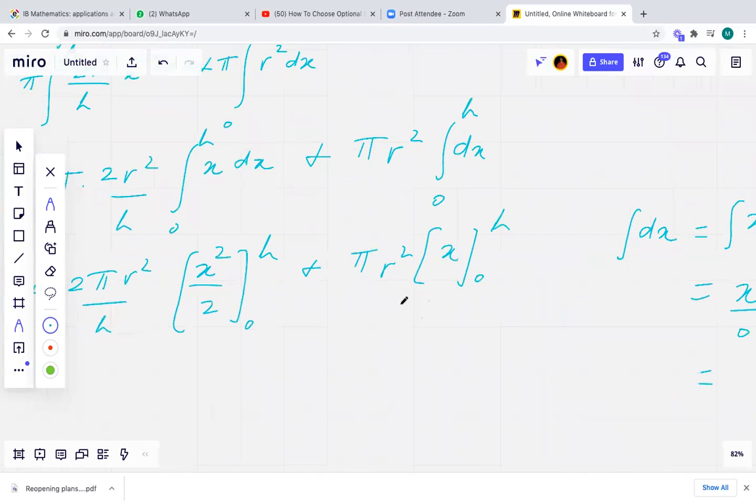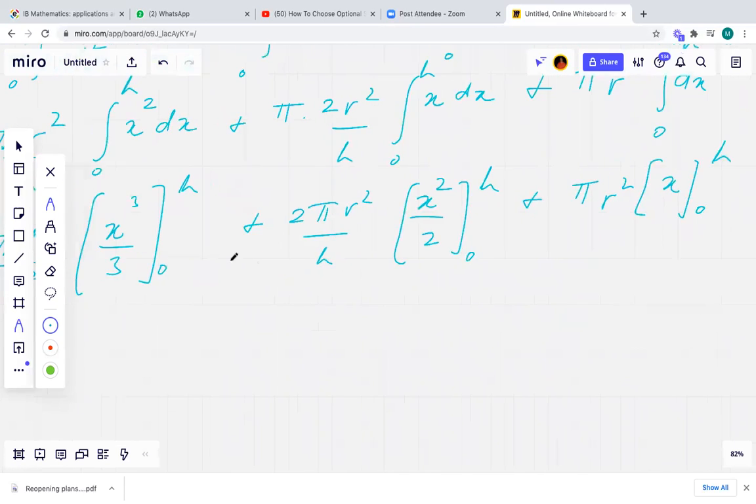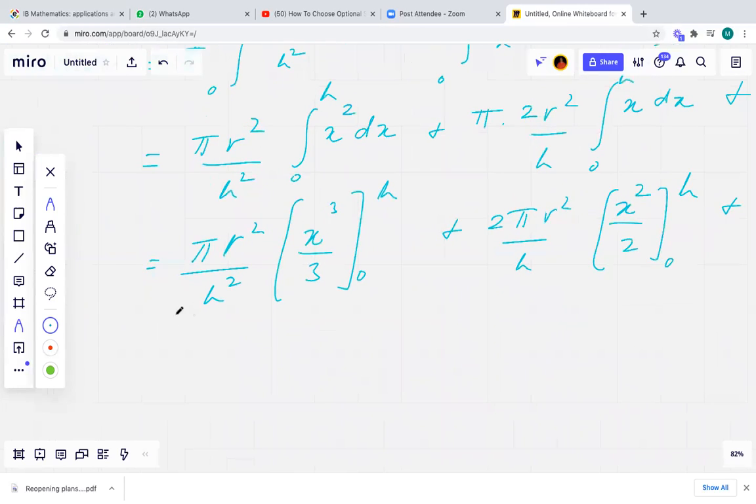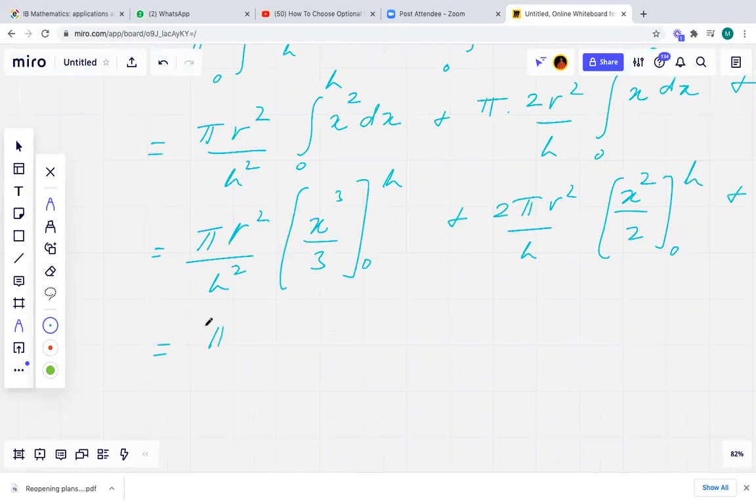Now let us see. Now this becomes x cube. So it will be pi r square upon x square into h cube upon 3 minus 0 cube upon 3, which is 0. H cube upon 3 minus 0, which is 0.